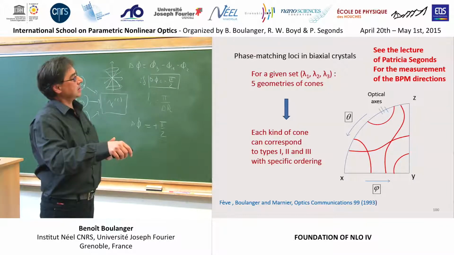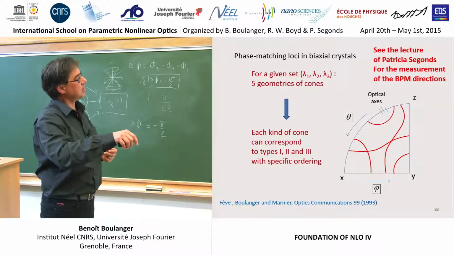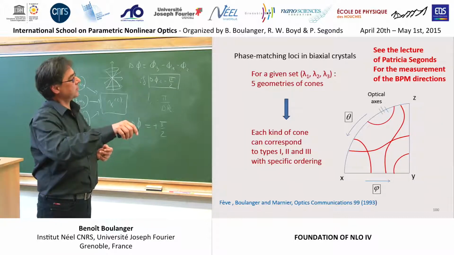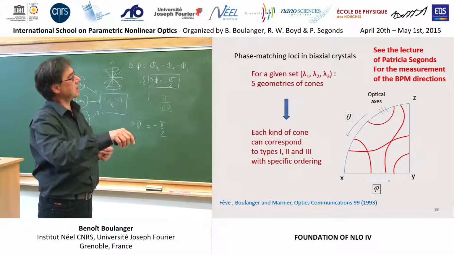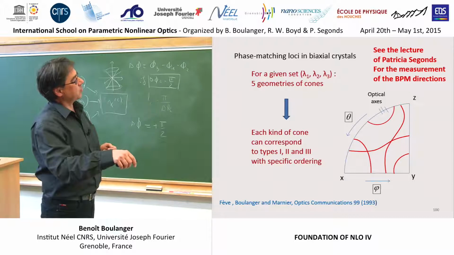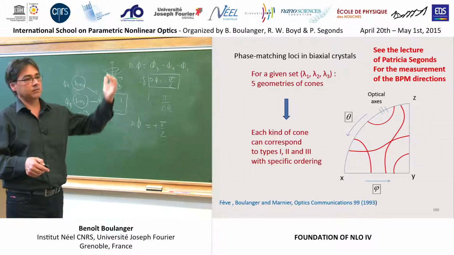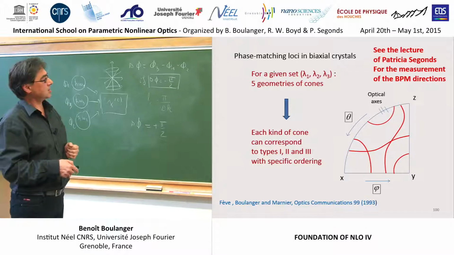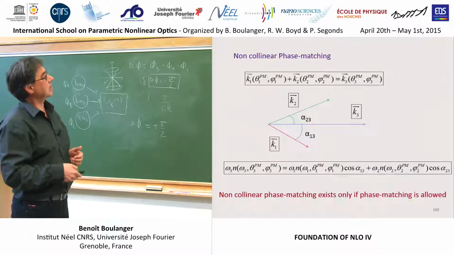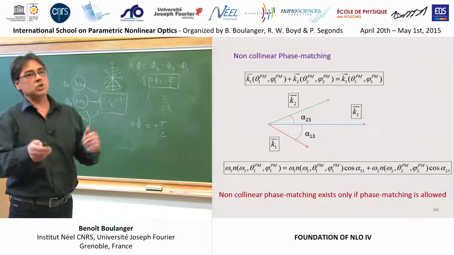And we can show that you have that kind of phase matching cone, from xz to xy, from xz to yz, from yz to xy. So 5 possibilities of junctions between principal planes. So it's a little bit more complicated. Okay, so we have finished with phase matching loci.